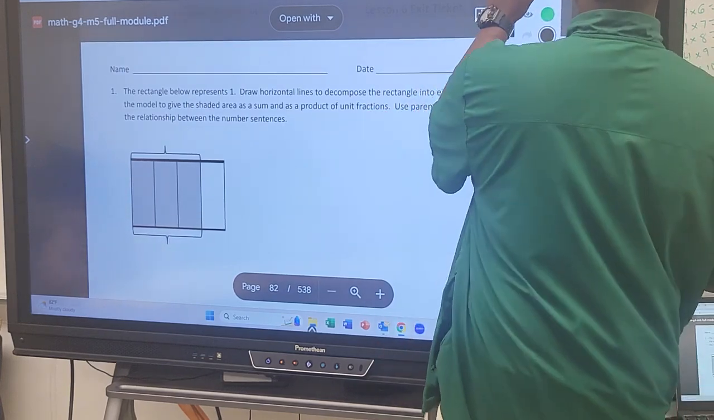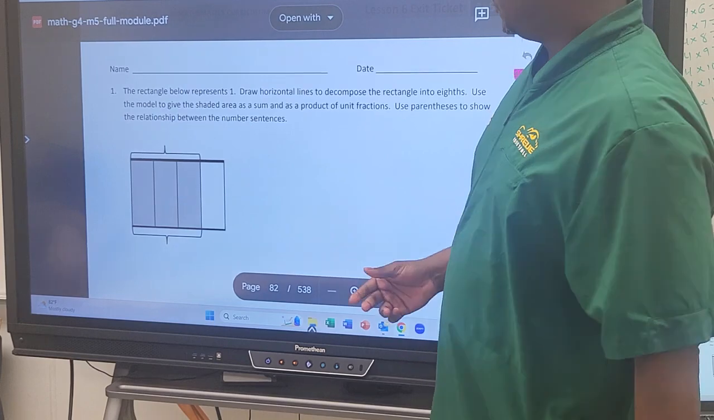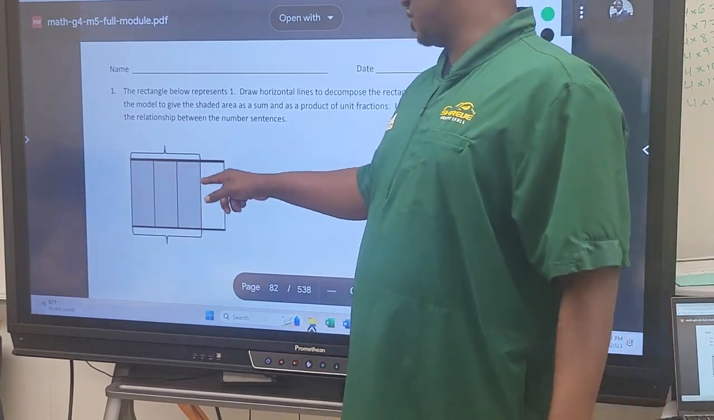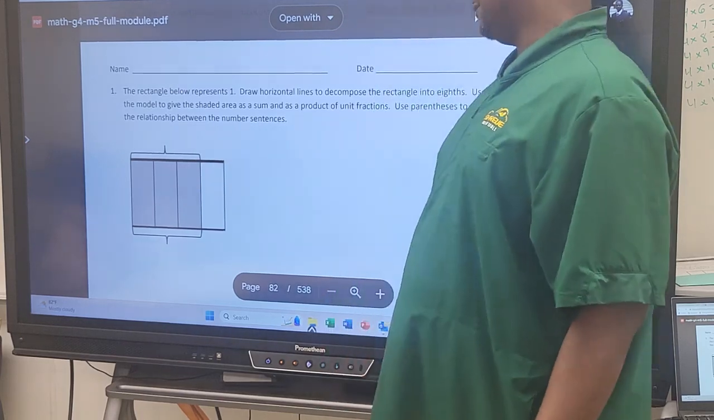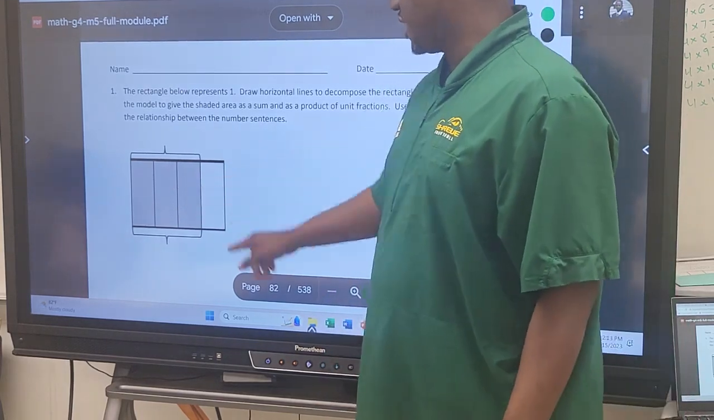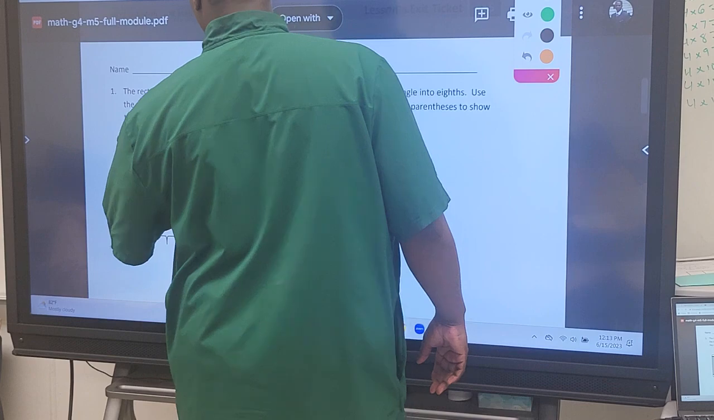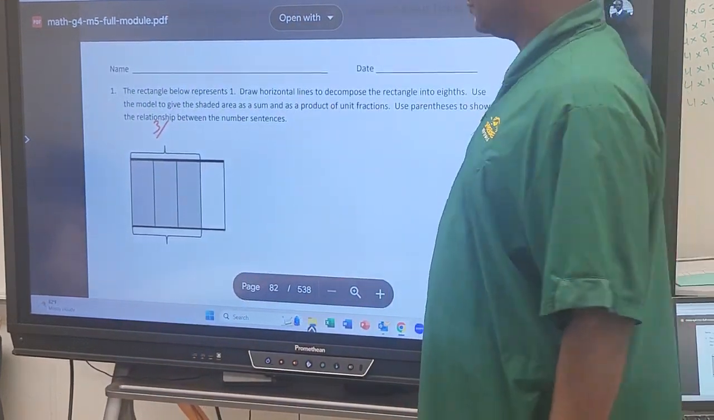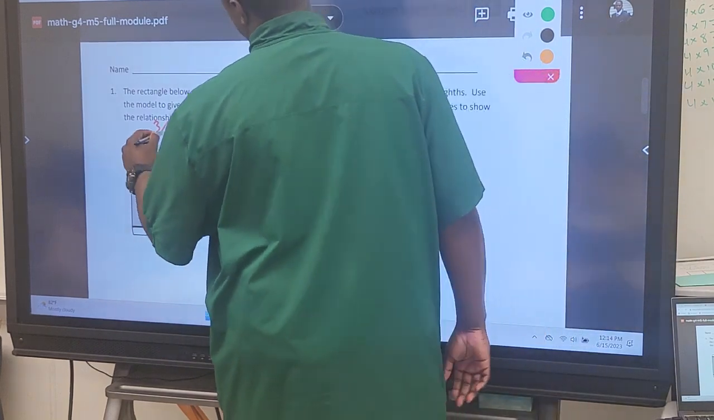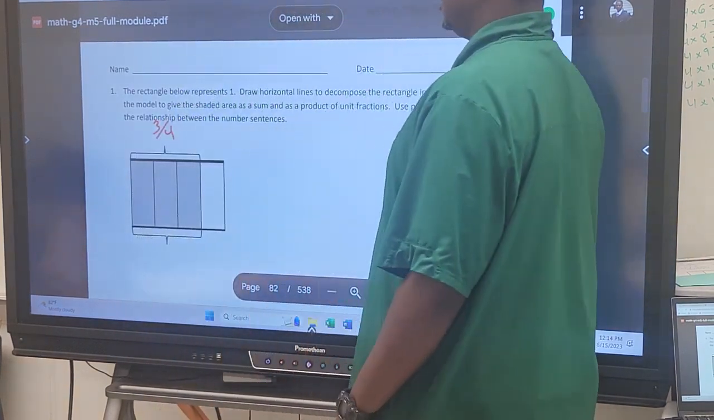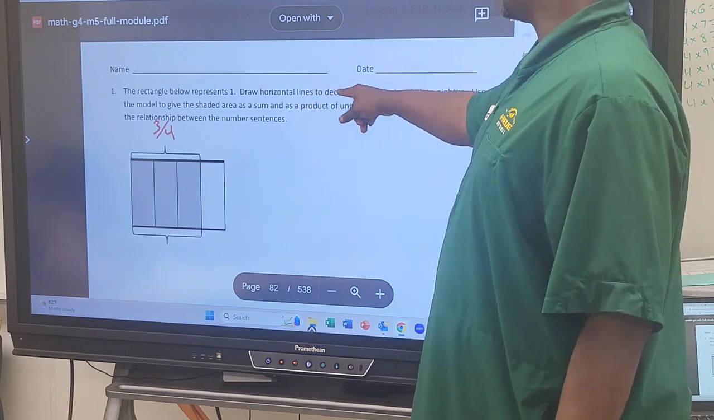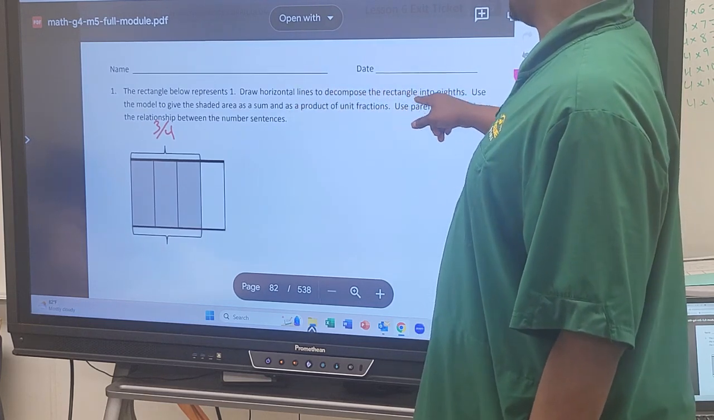Okay, the first thing we need to do on this problem, we need to identify what the tape diagram shows as a fraction. So we know we got 3 shaded units. We got 4 units total. So my fraction is 3/4. Now we want to draw horizontal lines to decompose the rectangle into 8s.